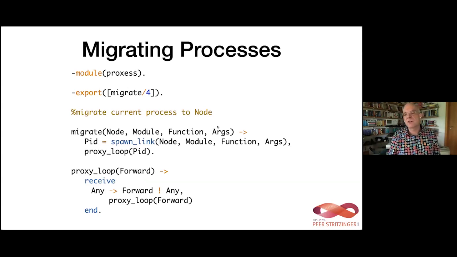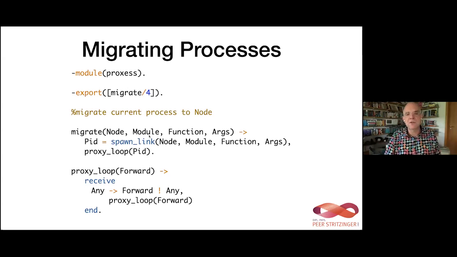a node, a module, a function, and arguments, which is simple, like Erlang hibernate. If you hibernate the process, you also pass it a module, function, argument, and when it receives the next message, it will wake up and call this function. Until then, it will be shrink wrapped and take as little memory as possible. That's something that's built in. And we're building a migrate function, adding a node in a similar way.